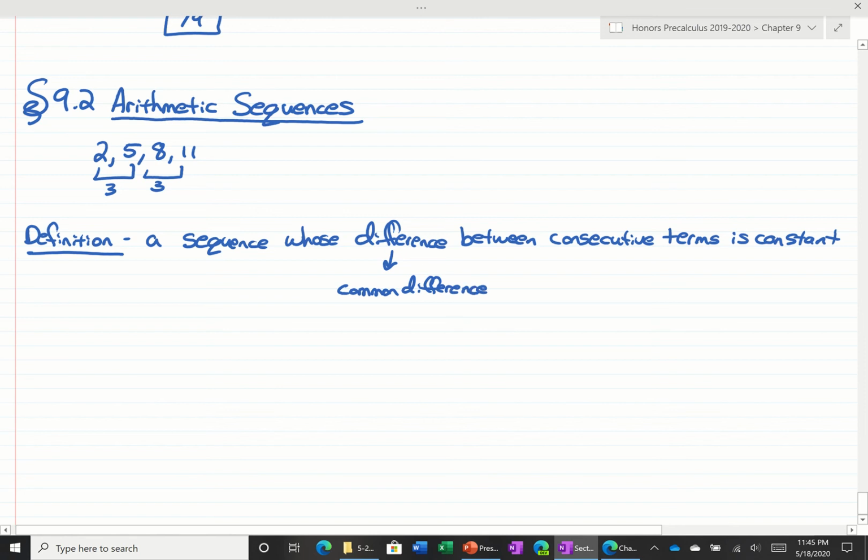And the way that you figure out the common difference is just like we did over here. We said, well, 5 minus 2 is 3. 11 minus 8 is 3. Right? So what you do is you do the next term in the sequence minus the previous term. All right, however you want to think about it.